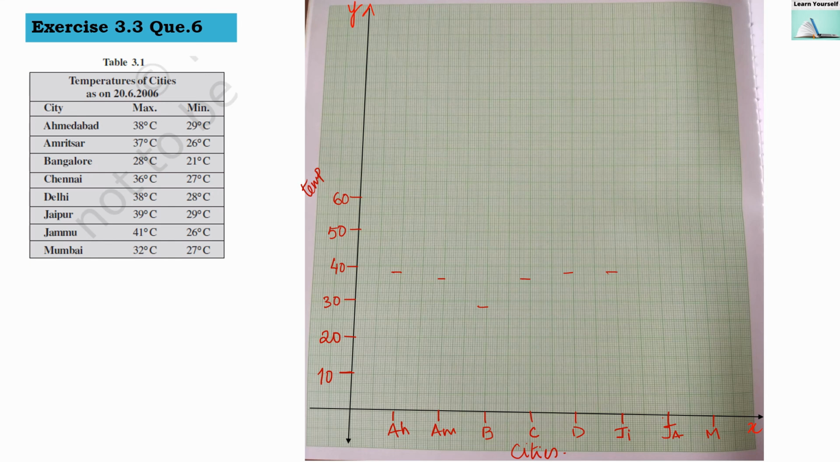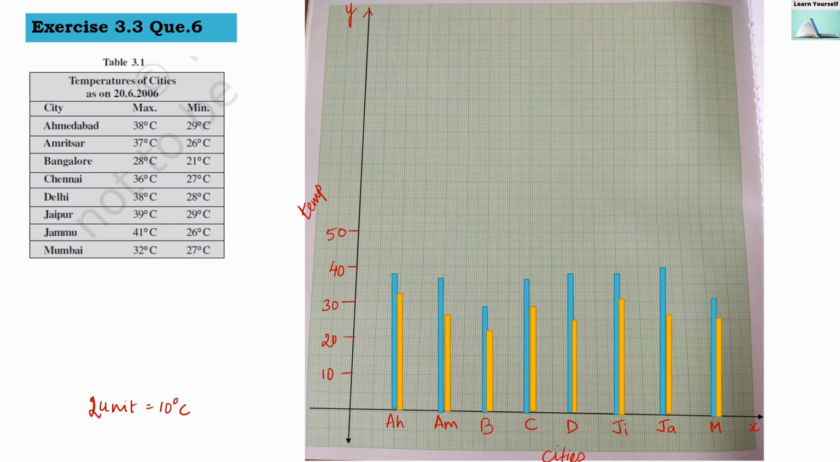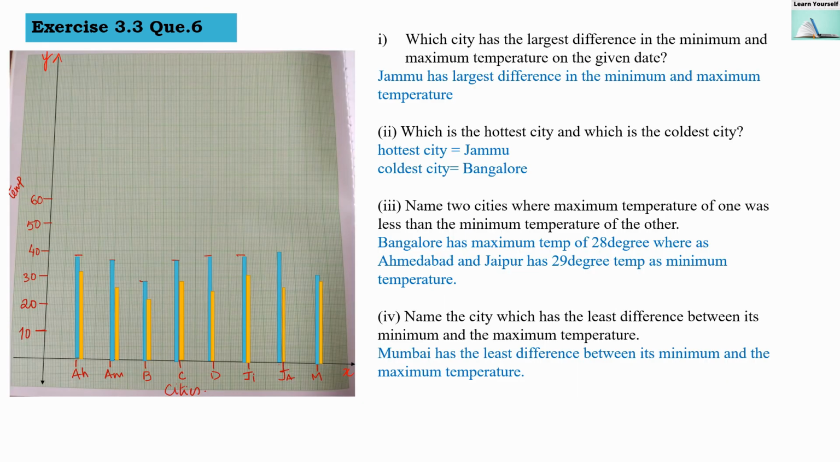Similarly, I am going to mark all the maximum and minimum temperatures, and draw a bar graph accordingly. This is how my bar graph will look when I plot the maximum and minimum temperature. The blue bars represent the maximum temperature of the city, and the orange bars represent the minimum temperature of the city. Now, based on the bar graph, we have to answer some questions.